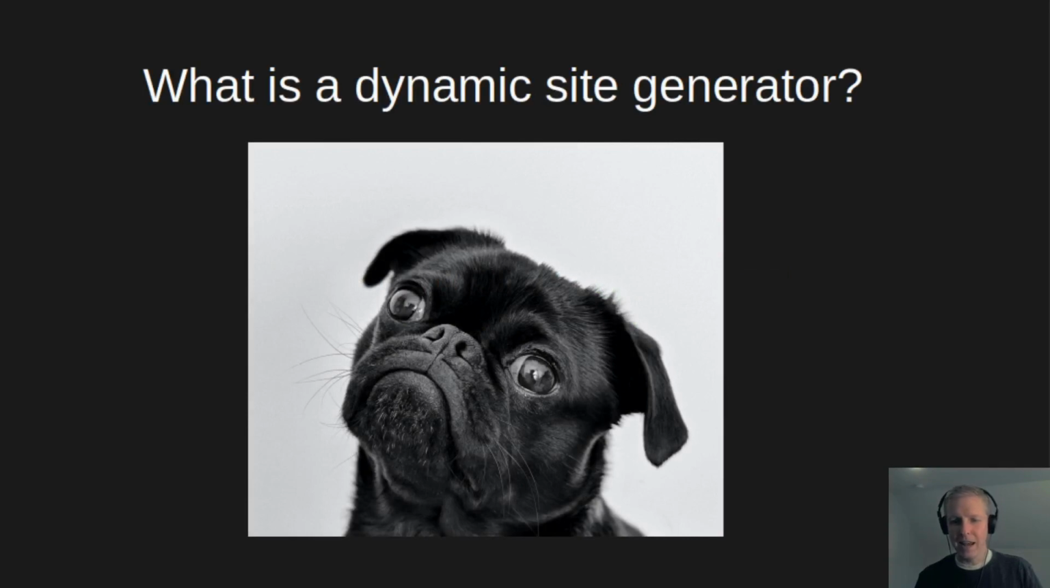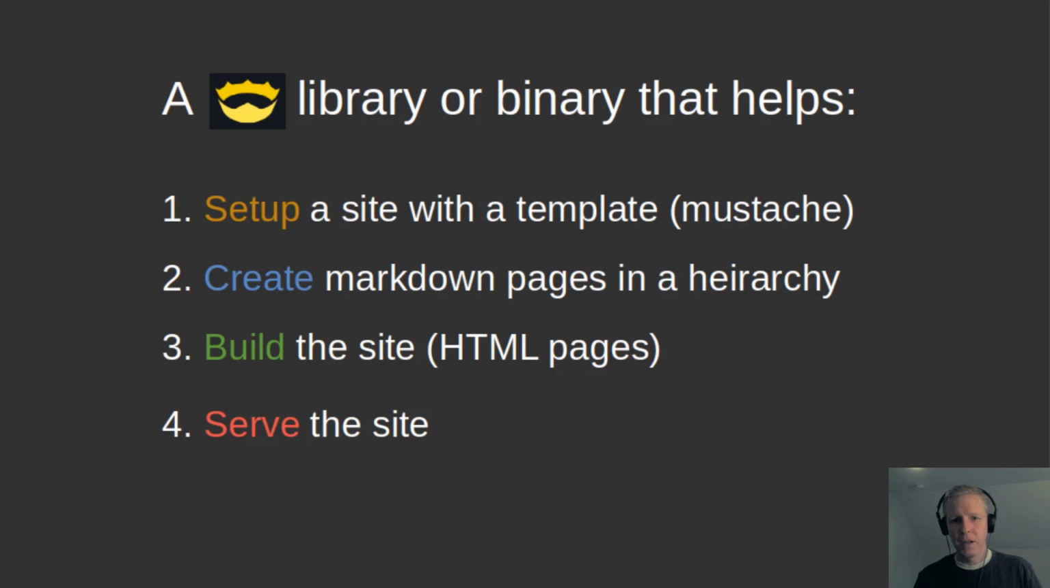So in that context, what is a dynamic site generator? A dynamic site generator, in the context that I'm talking about, is a Nim library or a binary that helps you set up a site with a templating system, in this case, a Mustache templating system. It helps you create markdown pages in some sort of hierarchy. It helps you build the site, so it helps build navigation. It helps build those markdown pages into HTML so that when a user requests a page, it loads really quickly. But this binary helps serve the site as well. And there are different reasons why you'd want to do that, and I'll get into that.